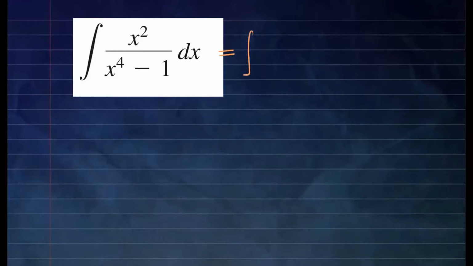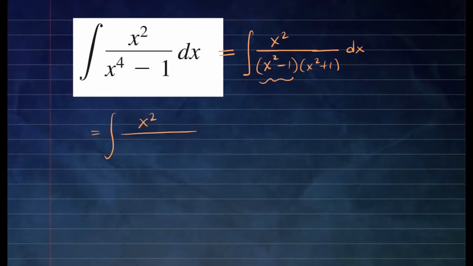You have the integral of x squared over x to the fourth minus 1, which can be factored into (x squared minus 1) times (x squared plus 1) dx. Now, we can factor this further. So this is equal to, let's go ahead and write it here, x squared over (x plus 1)(x minus 1)(x squared plus 1). Of course, that's not factorable further, so leave it right there.